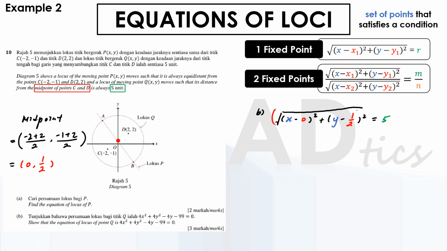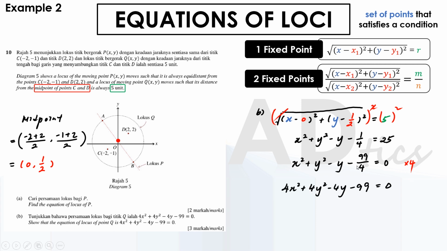So what I will do here is square both sides, because I want to get rid of this square root. On the right side it will be 25. Then I need to move the 25 to the left side, and you will see something like this. But as you can see here, it's not the same as the one we need to prove. If you compare the value of x squared, there's a 4 here. So what we need to do is multiply the whole equation by 4. And then you can see that it is exactly the same as the one we need to show.